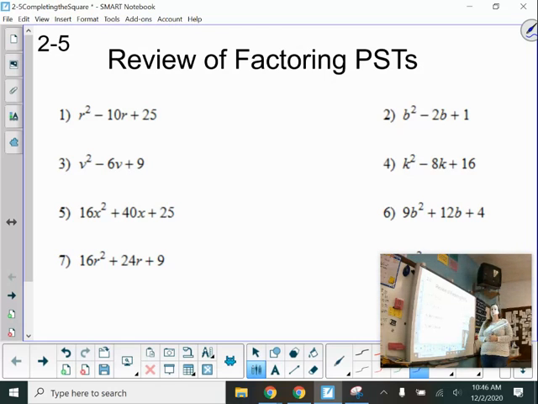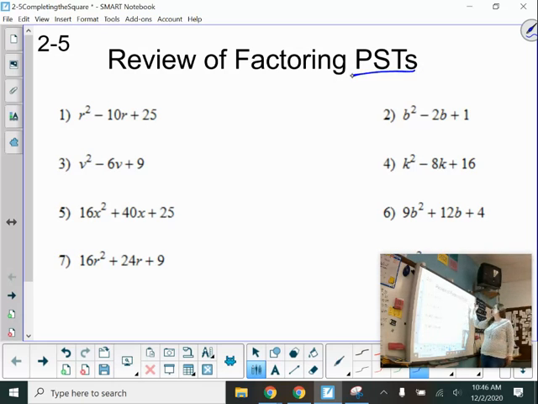This is going to be your first part of the video for 2-5, which is going to be on completing the square. Completing the square is an additional way to solve quadratics that you may not normally be able to factor. So the first thing I wanted to look at is a review of factoring PSTs.